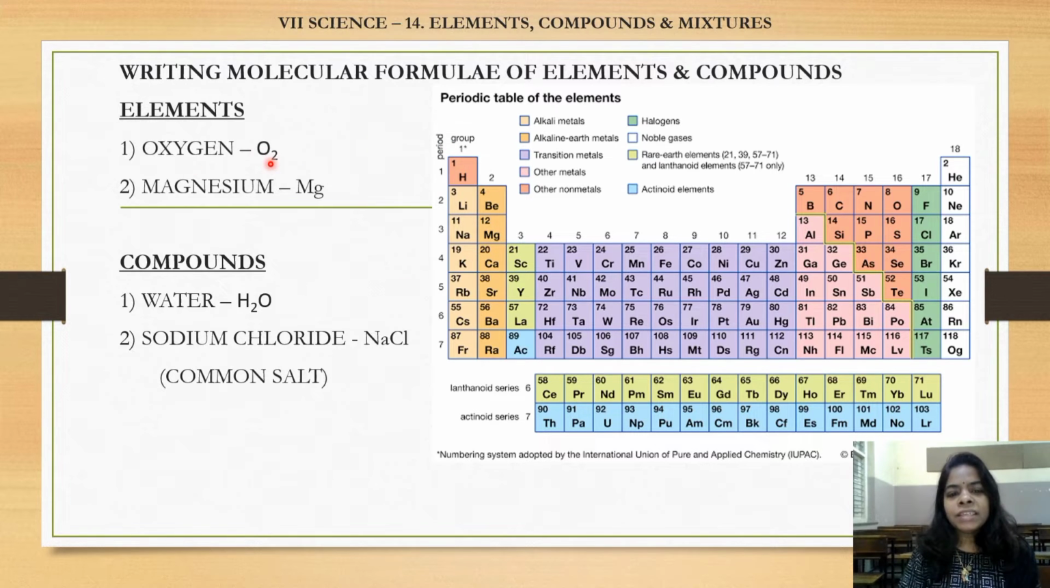Now why oxygen is written as O2 we are going to see in the higher classes, and how we are writing compounds. Water is written as H2O because water contains hydrogen and oxygen. Sodium chloride, which is the common salt, is written as NaCl because sodium is Na and chlorine is Cl. We have a lot of question answers based on this, children, in our textbook.